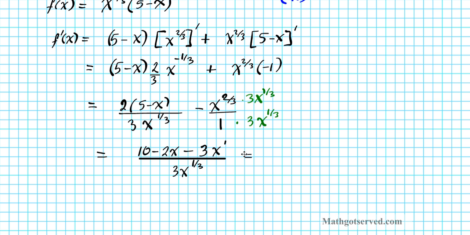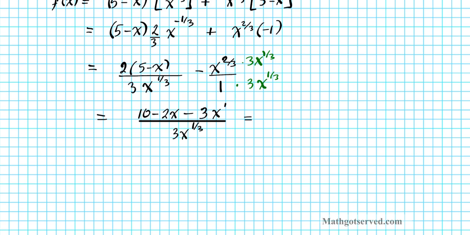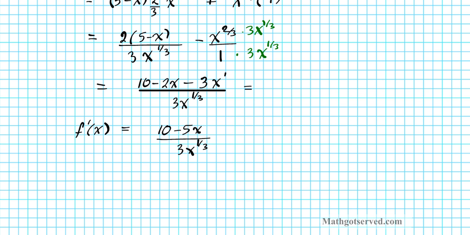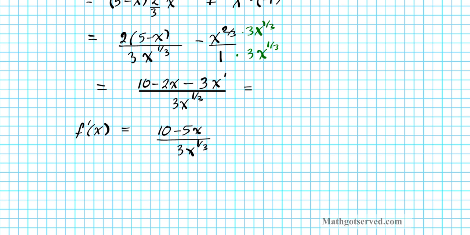All right, let's simplify this. Let's write it down here. So f prime of x is going to be 10 minus 5x divided by 3x to the 1/3. All right, so now we have the derivative. So we need to find the critical points. Okay, the critical points are where the derivative is equal to 0 or it does not exist.